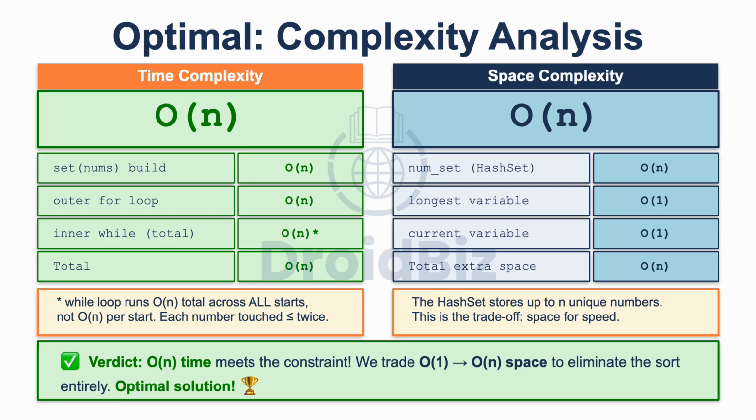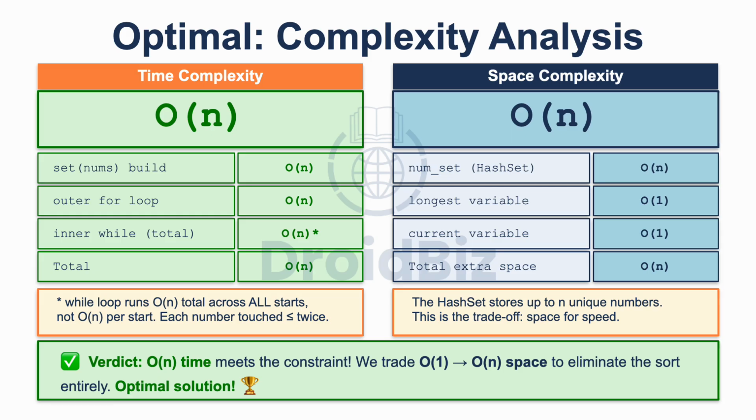Now space complexity. The hash set stores up to n unique numbers, so it costs big O of n space. The two variables longest and current are just integers, big O of 1 each. Total space is big O of n.